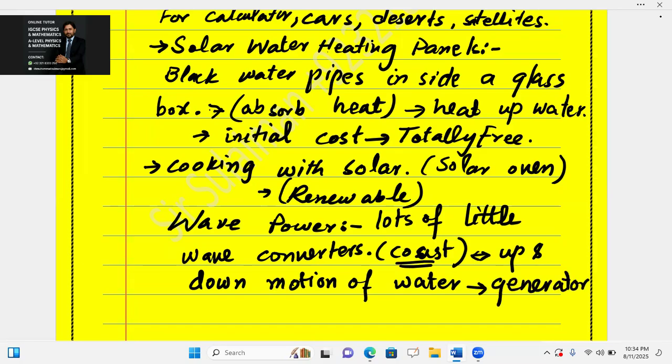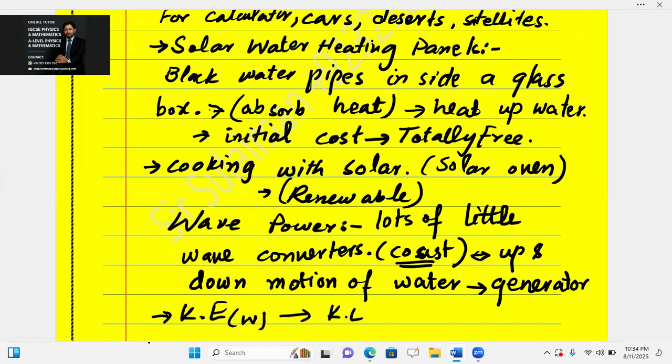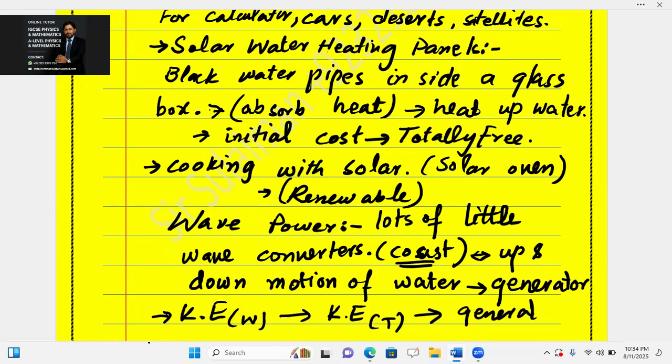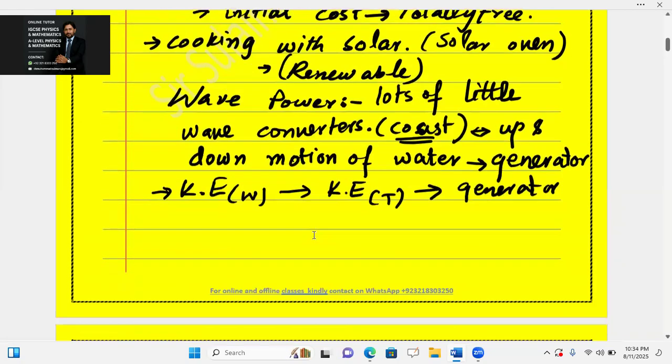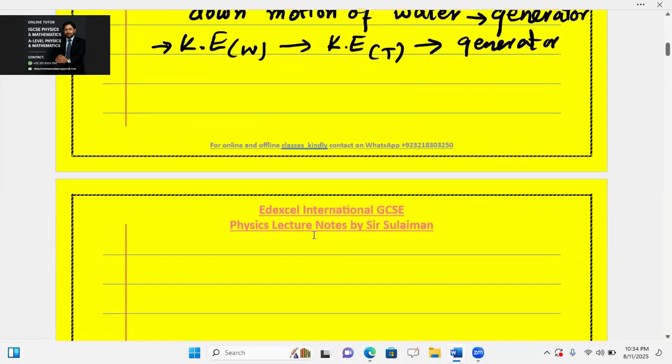It is also pollution free. The energy is transferred from the kinetic energy store of the waves to the kinetic energy store of the turbine, which is then converted into electricity by the generator. So this is how waves are used for the production of electricity. There is no pollution and it is renewable.